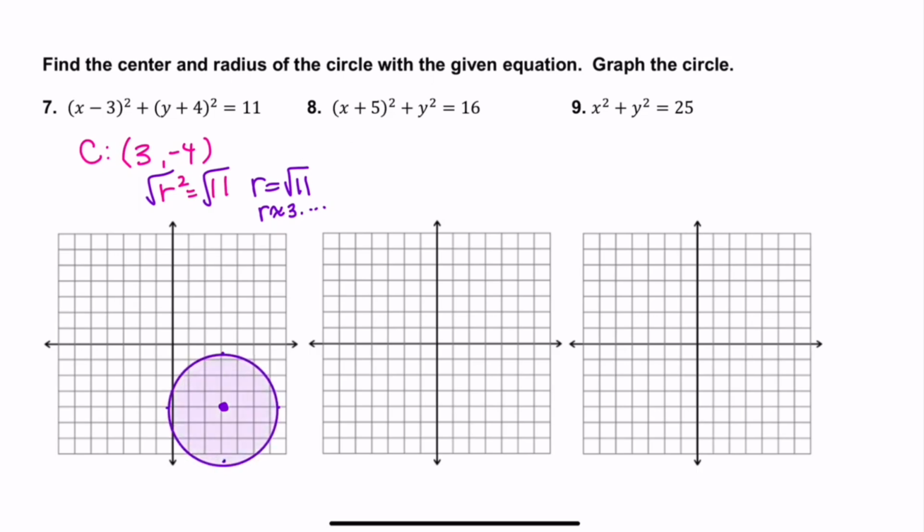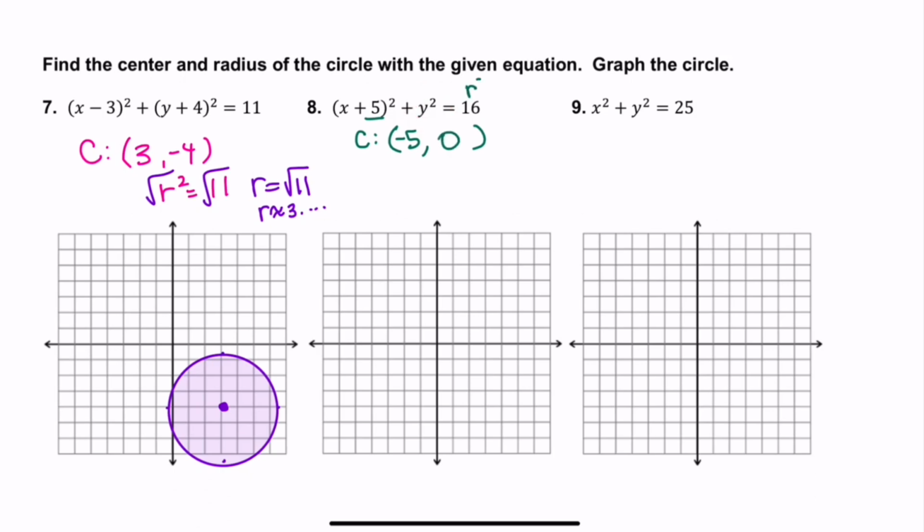And that would be the graph that would go along with this equation. Now for number 8, we're going to write our center. Now in the x direction, I have a +5. It's in parentheses, so it's going to do the opposite of what you think it's going to do. Now with the y, there's not a plus number, so it's going to automatically be 0.